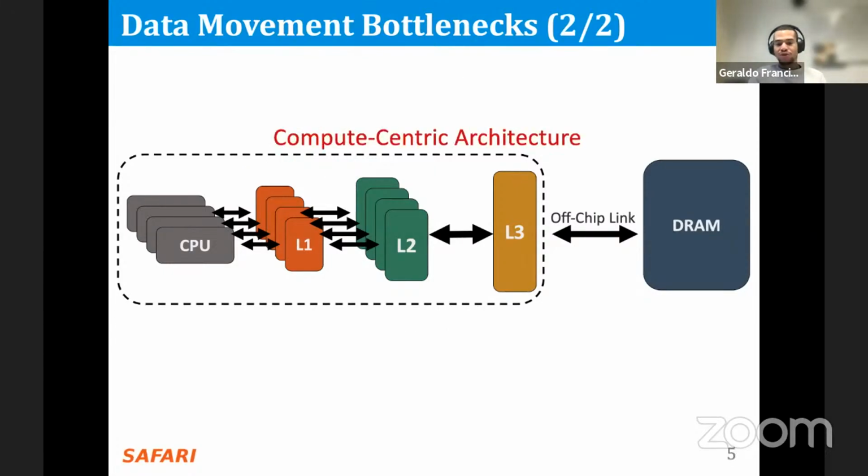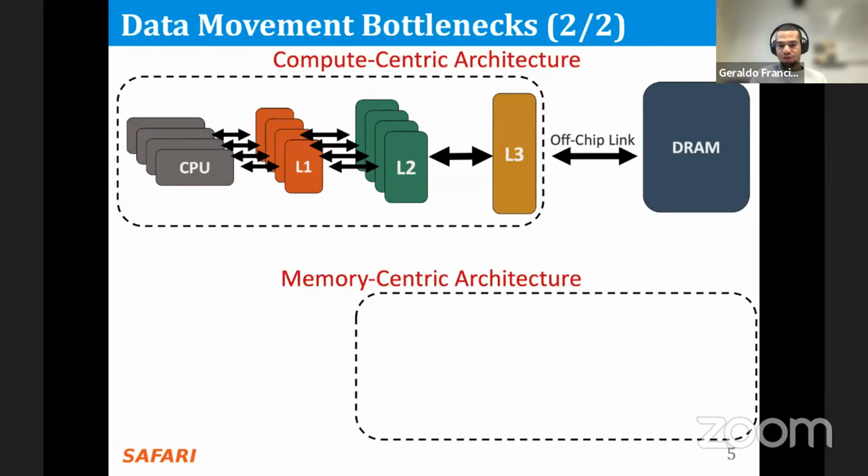High-performance computer systems, or compute-centric architectures, have implemented several different approaches so far to try to alleviate memory data movement bottlenecks. Those approaches range from deep cache hierarchies to hardware prefetchers.